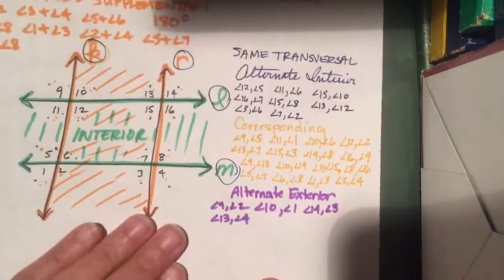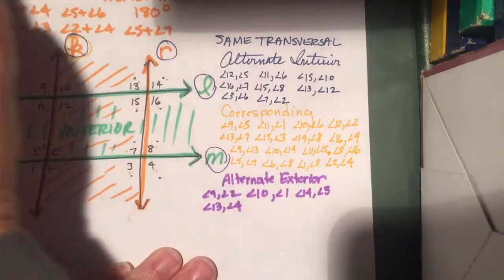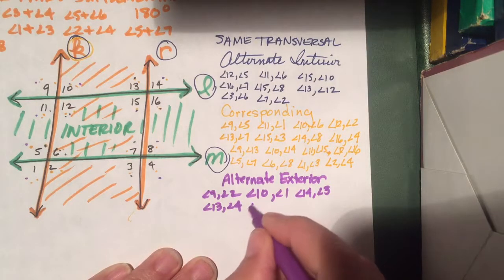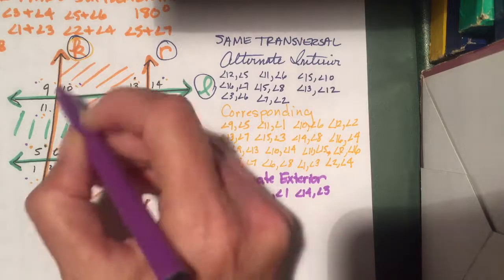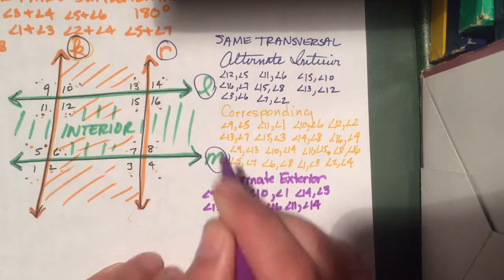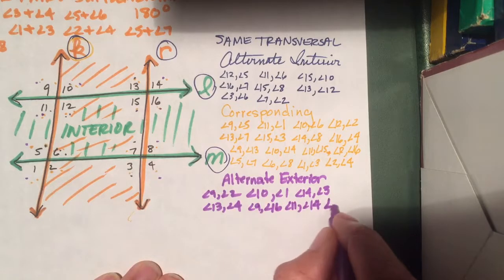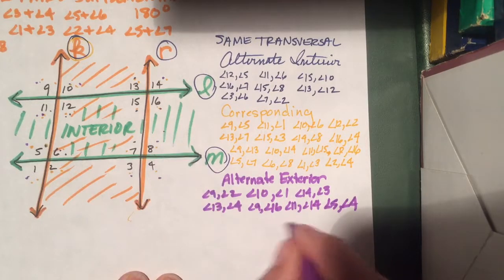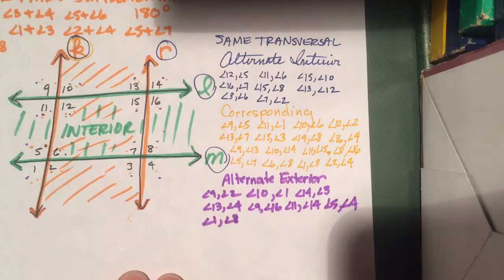So let me list those here. We have 9 and 16. We have 11 and 14. We have 5 and 4. And we've got 1 and 8. So those are all your alternate exterior angles. So we've got alternate interior, alternate exterior, and corresponding.